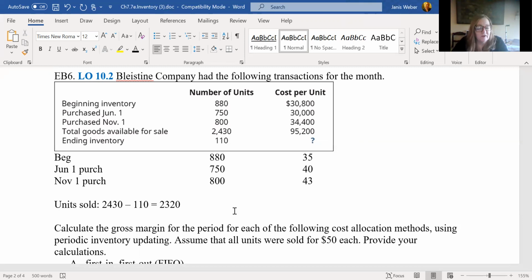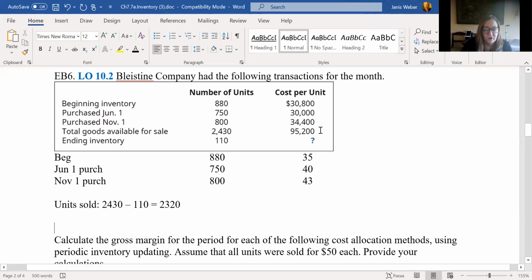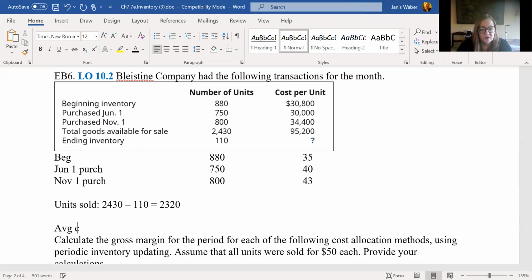We could also do an average cost by this data that they gave us. You see this, they've given us the total cost per unit for all the beginning plus the purchases. So the average, also known as the weighted average cost, could be calculated by that little table they gave us. 95.2 divided by 2430. That was all the units that were available. And I did that and I came up with $39.18.